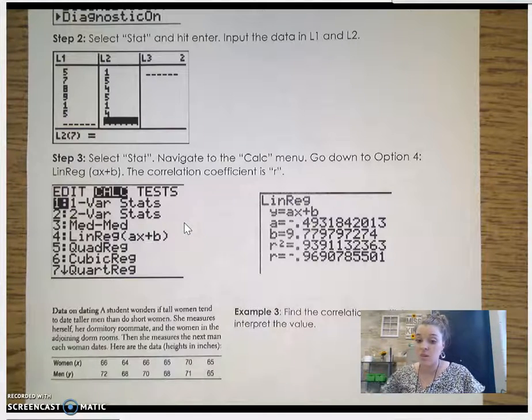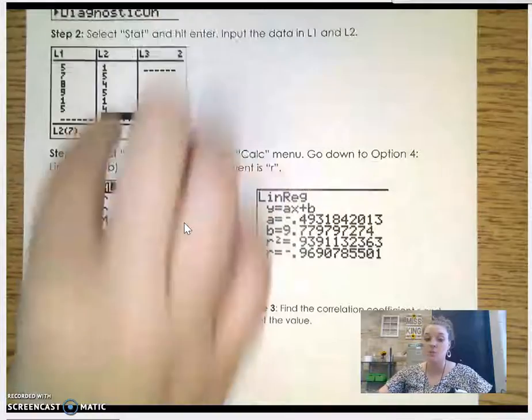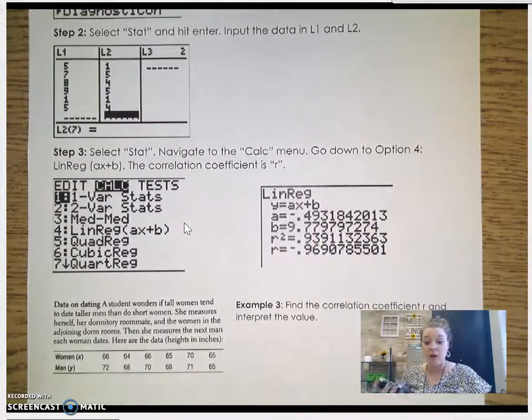So to do this on the calculator, I'm going to show you. It goes through step by step right here. We wanted to make sure you had that in your notes so that when you are doing it in class, you do have access to that.